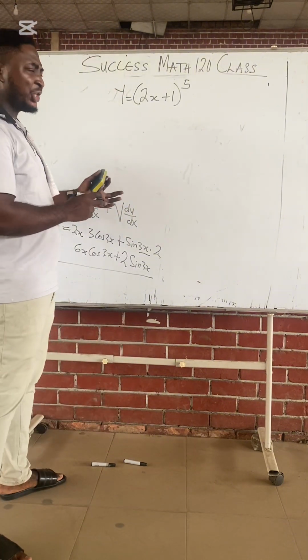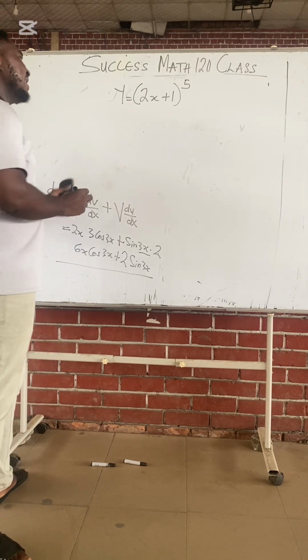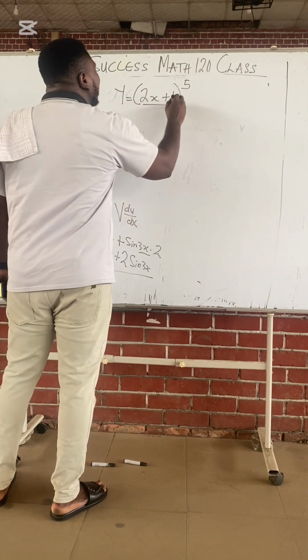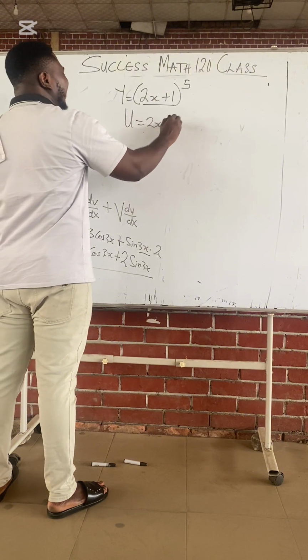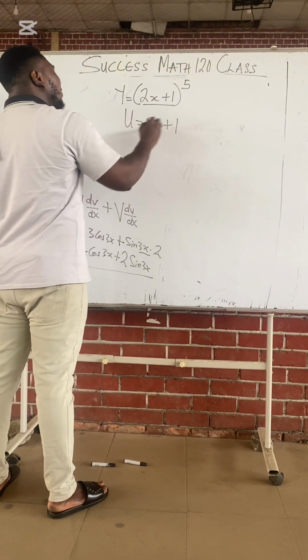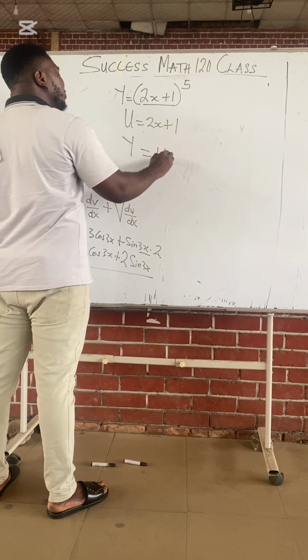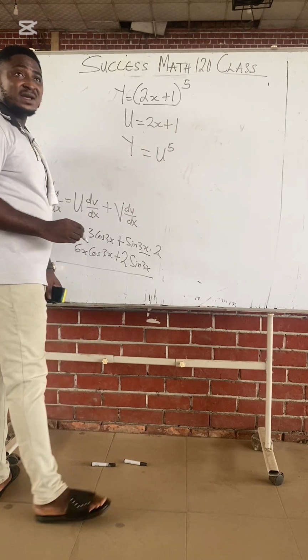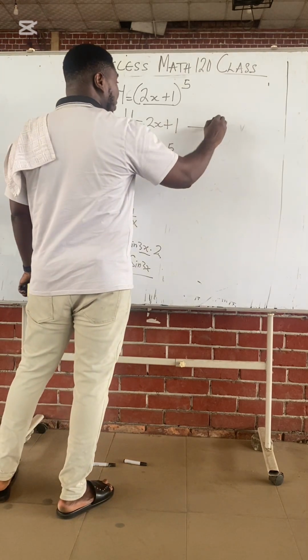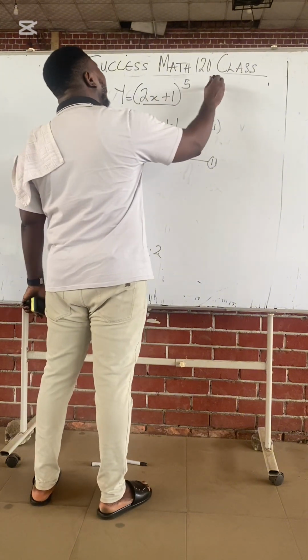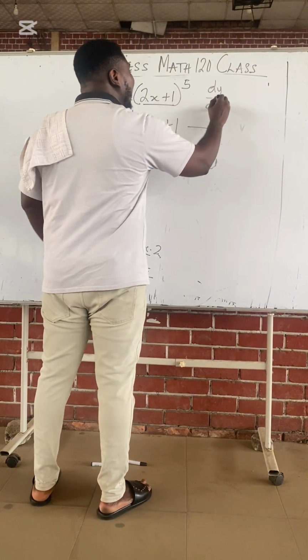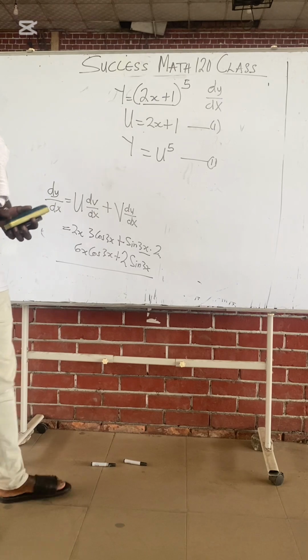I taught the long method and the short method, remember? If it's the long method, replace everything inside this bracket with u. So let u be equal to 2x plus 1. So that means that y is now equal to what? u raised to the power 5. And you have two equations, equation 1 and equation 2. So as I said, y equals (2x plus 1) raised to the power 5. Find dy dx. We're looking for dy dx.